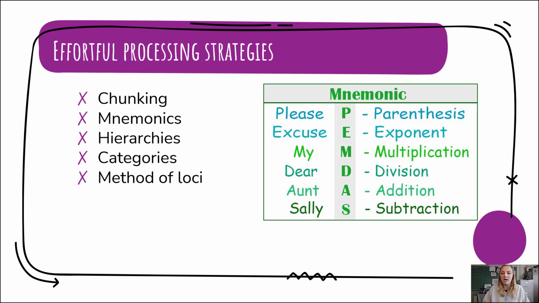Another way for us to enhance our encoding is using mnemonic devices. We've talked about mnemonics over and over again in my class. The mnemonics are memory aids that may appear to be unusual or artificial, but are based off of the basic principles of learning and memory. The best example of a mnemonic device that you guys have probably always used is PEMDAS, or Please Excuse My Dear Aunt Sally. This stands for the order of operations that we do math equations in. Parentheses, exponent, multiplication, division, addition, and subtraction.